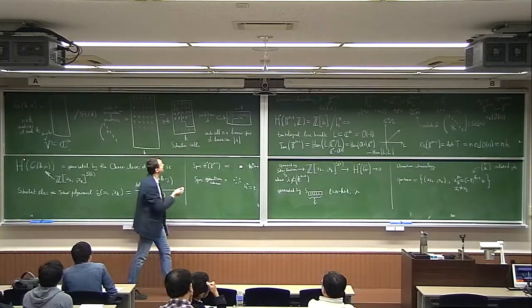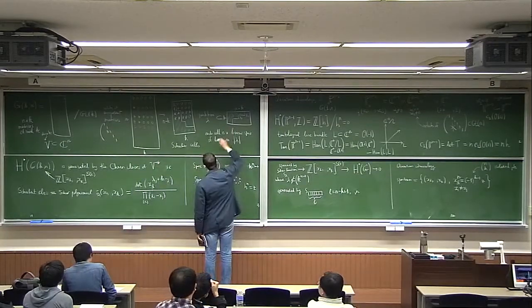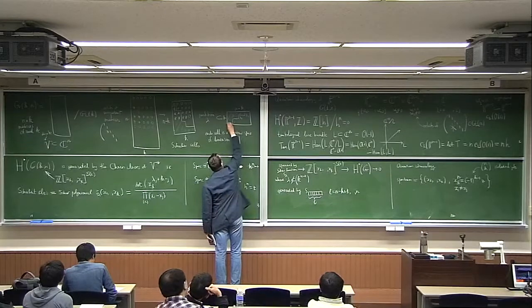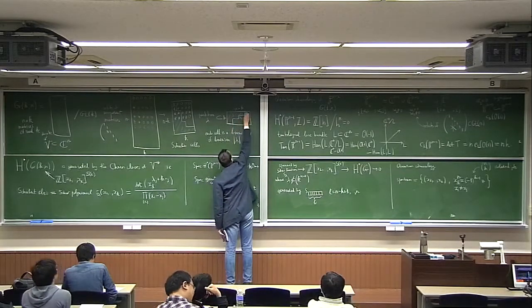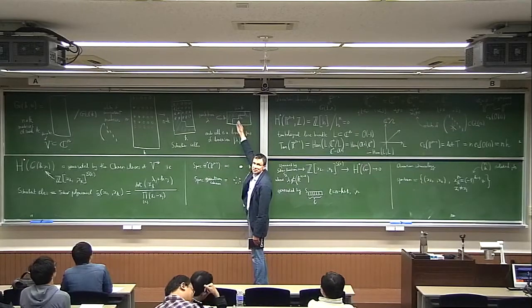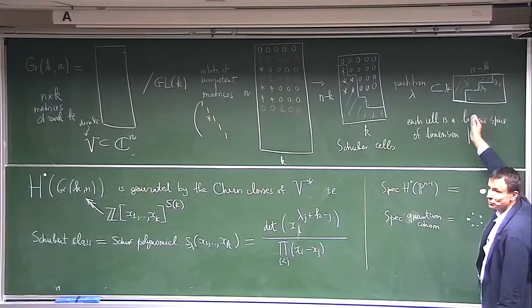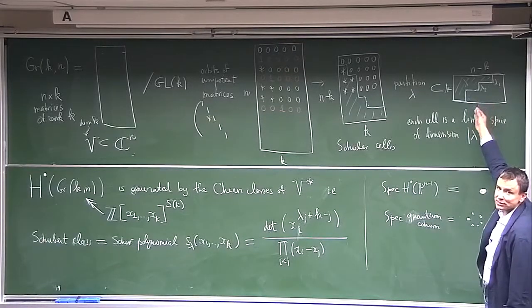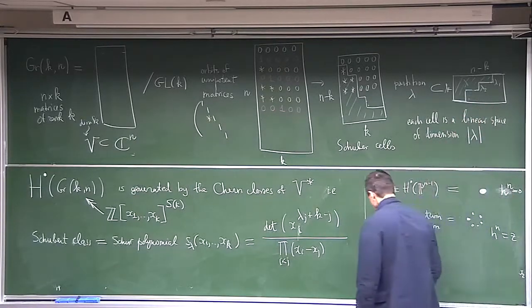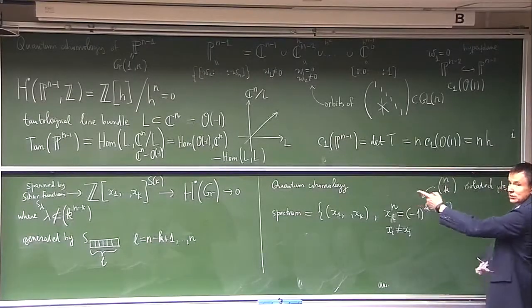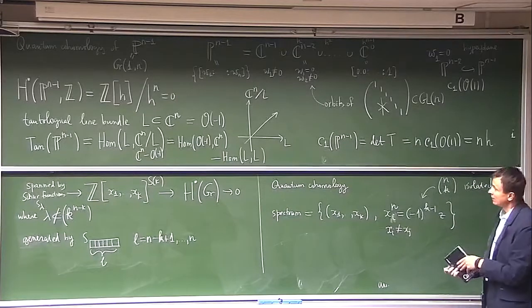Is that clear? One way to prove it is that you can think of the partition as a path going here. This path in total makes n steps, and out of n steps, k have to be vertical and n minus k have to be horizontal. So out of n steps, I have to choose k that go up. So this is n choose k. This is a zero-dimensional set of this cardinality, and this is a deformation of that, right?